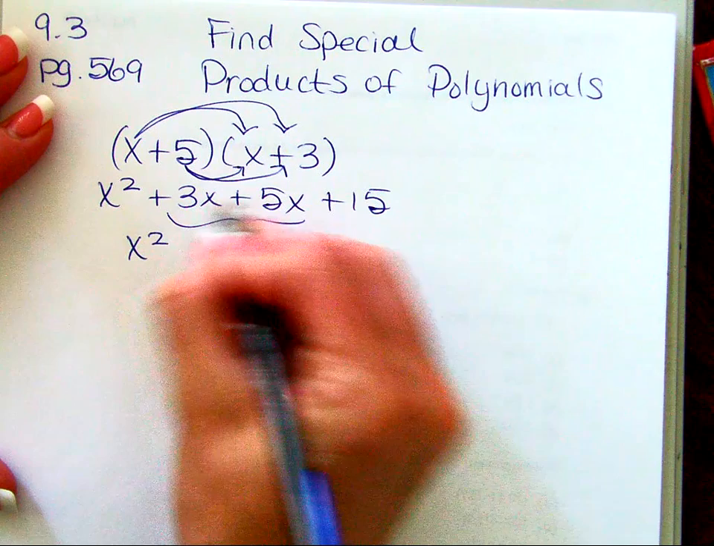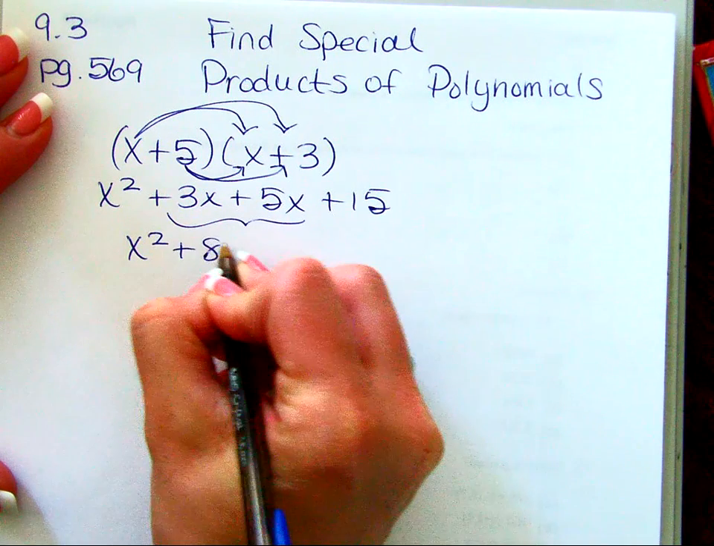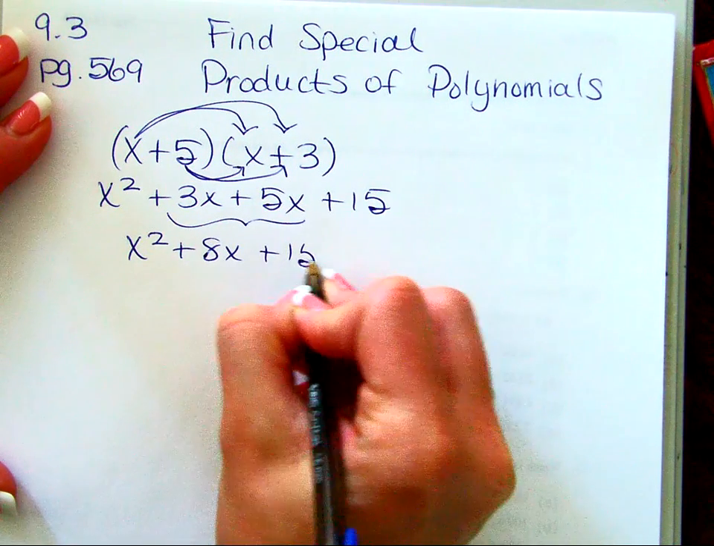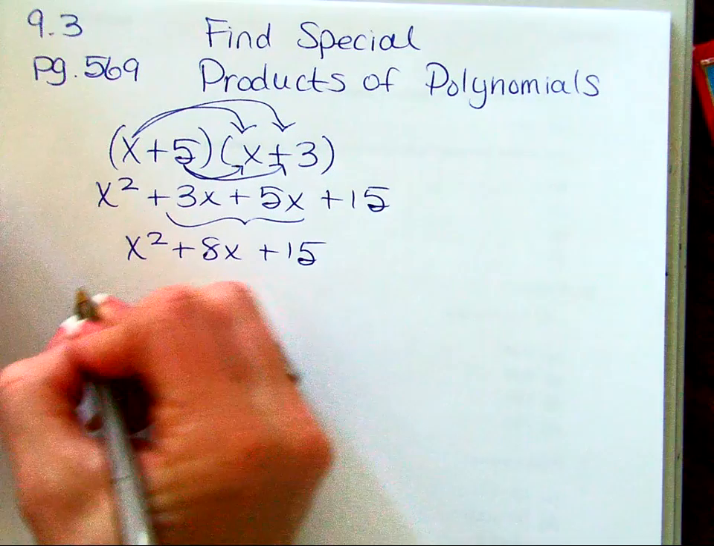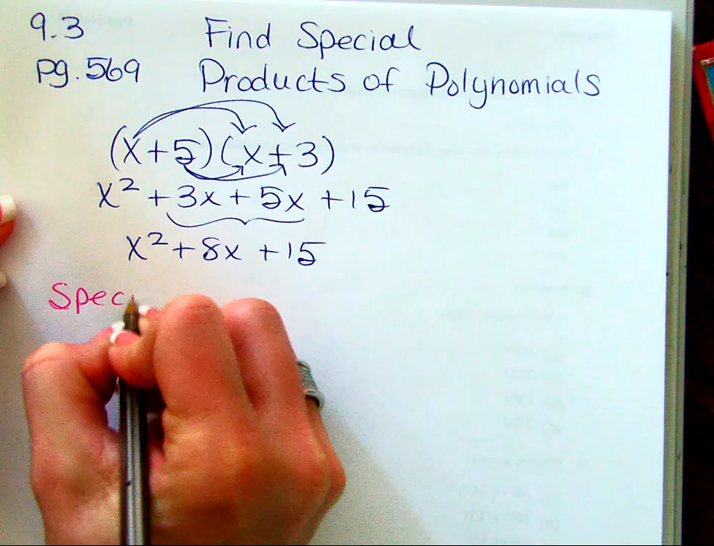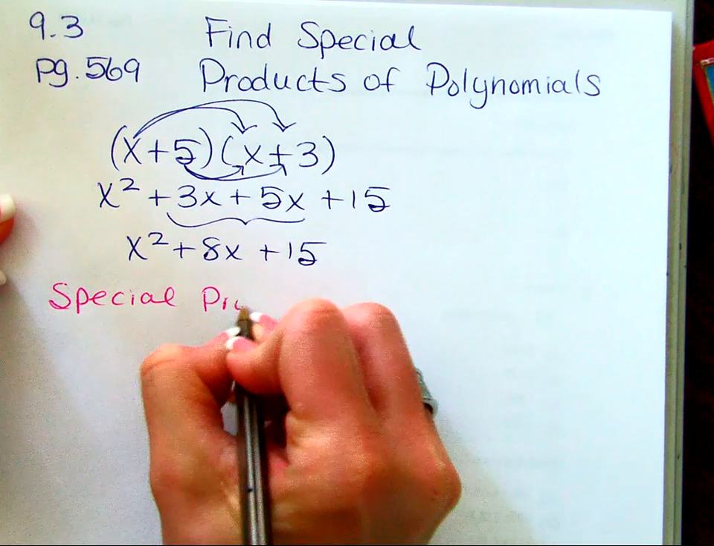two end terms down. So this is an x squared. Combine these two to get 8x. And then this just gets brought down, okay? So usually, when you multiply two binomials, the answer is a trinomial, okay? Unless you come across something called special product number 1, okay?